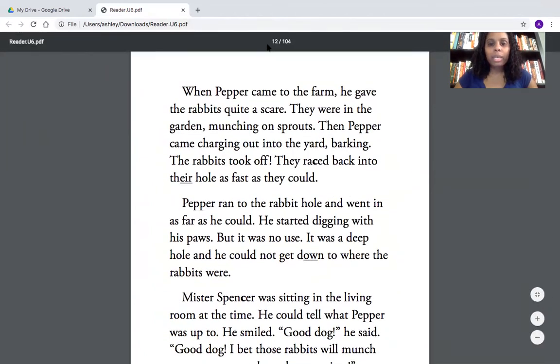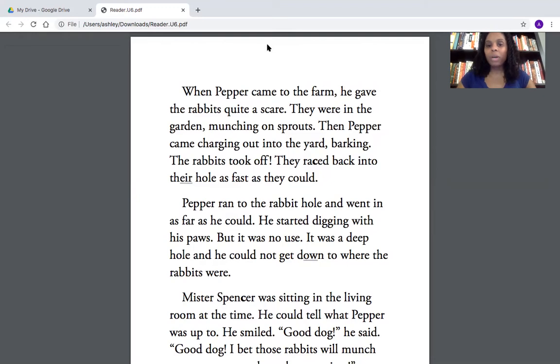So as I read, I might stop and point out some of the phonics rules that I see. I might pause and give you guys some time to read too. So let's get started. All right, let me move this so I can see.